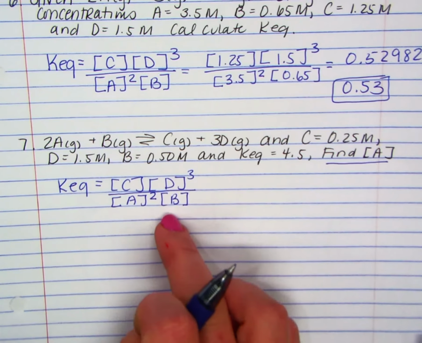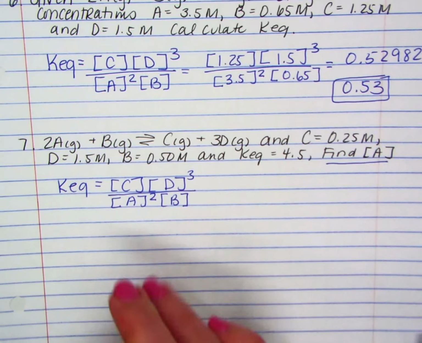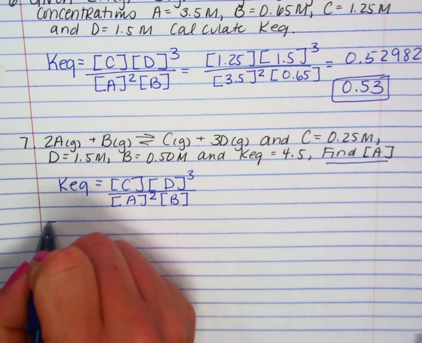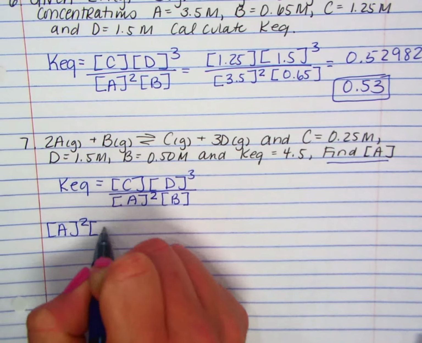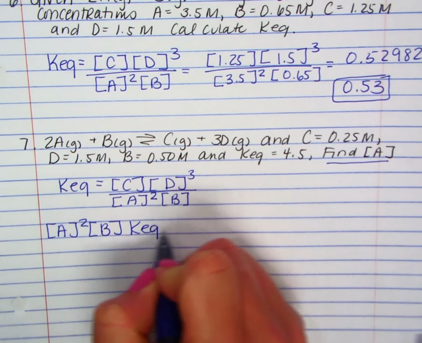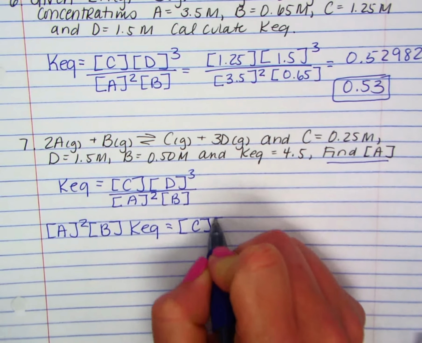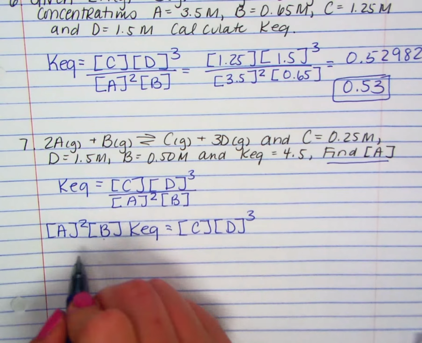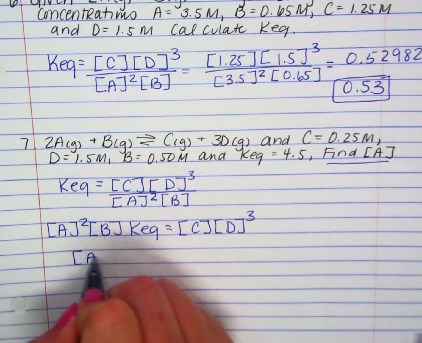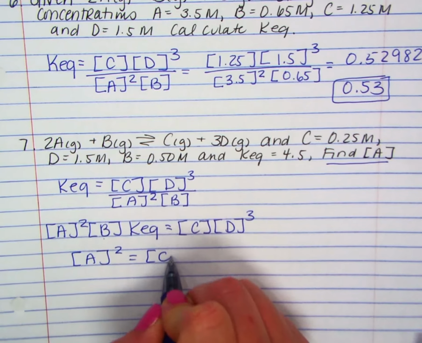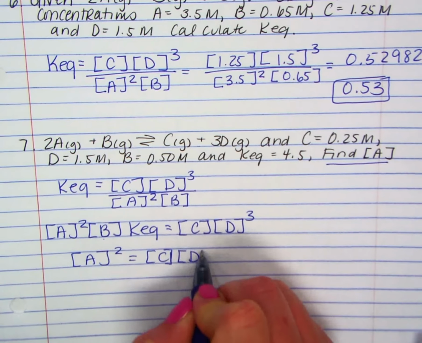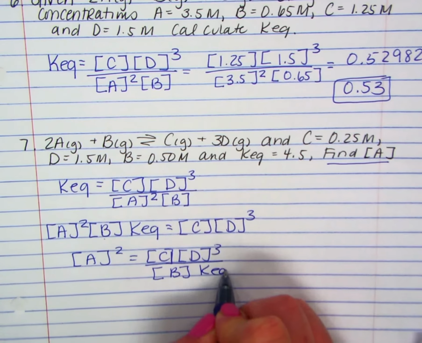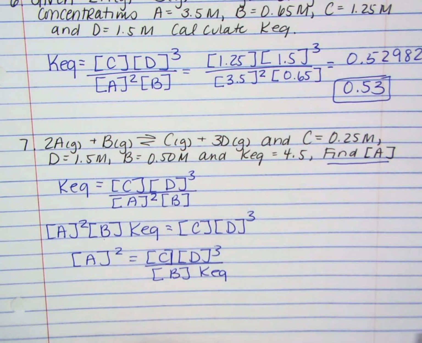Now, could I leave B on the bottom? Yeah, but I find a lot of times it's easier just to move it and then move it back when you move the KEQ. So I'm going to multiply A squared B KEQ equals C and D to the third. Okay. Now I need to move the B and the KEQ down to the bottom. A squared equals C, D cubed over B and KEQ.